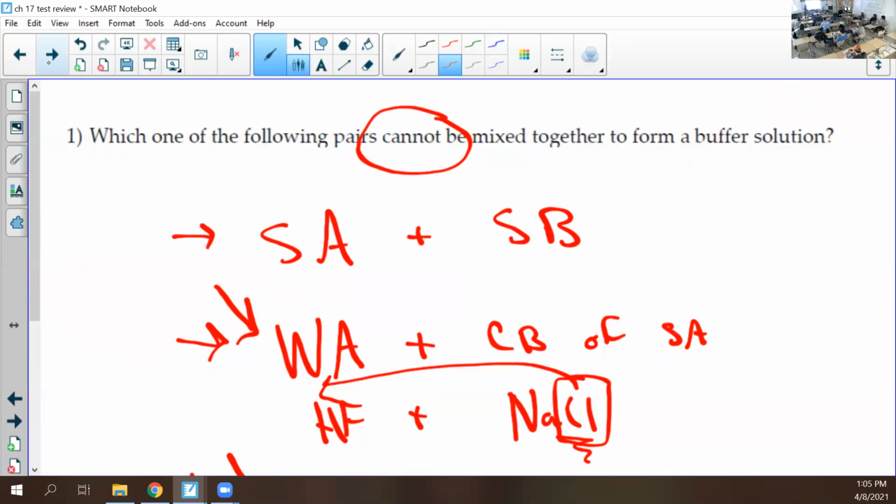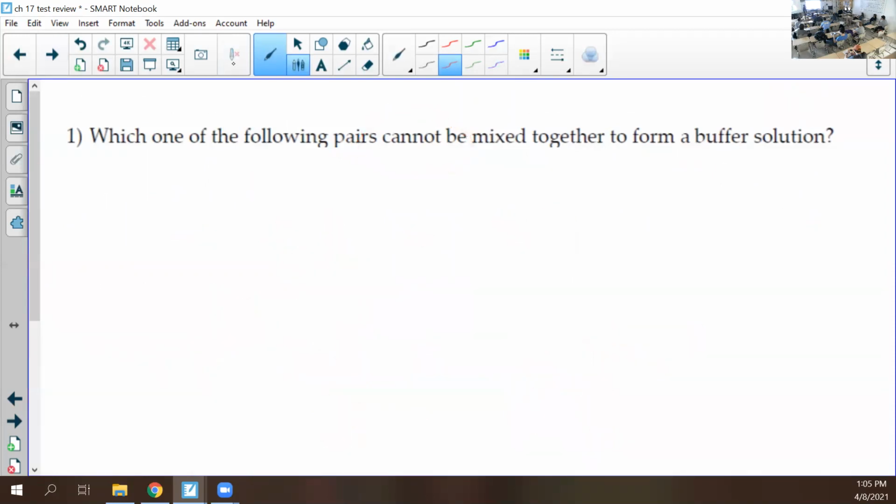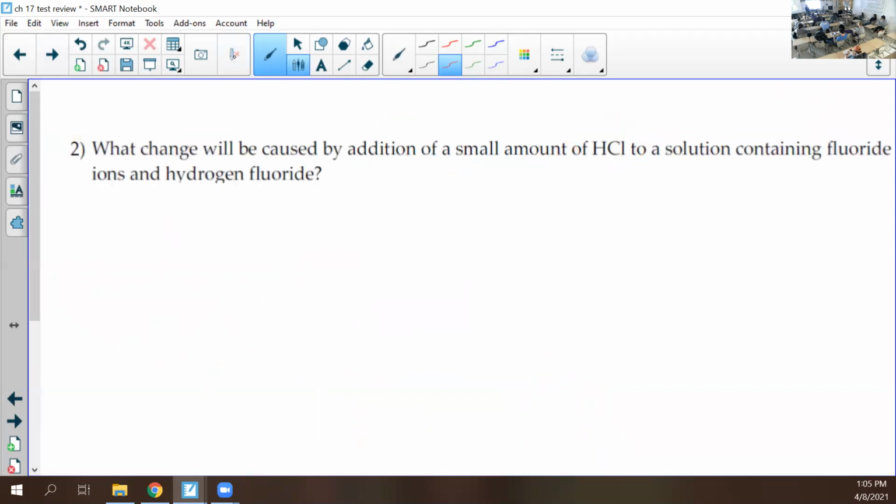Okay, well, the answer is already here. Which one of the following pairs, and it would be like A, B, C, D, E, cannot be mixed together, and it was already there, but it's when there's a strong acid and a strong base. You have to have something weak involved to be able to grab something. Both these completely dissociate.